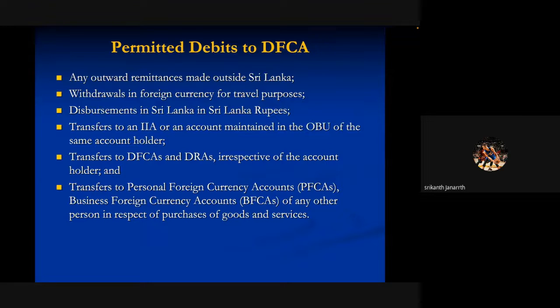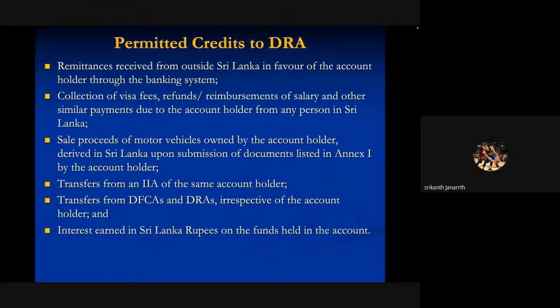So if they purchase any goods from a local person, they can transfer from the diplomatic rupee account to the personal foreign currency account for goods or services they offer, right? So personal foreign currency, business foreign currency, we learned in the last session. These two are resident-maintained accounts. So if they offer any services to a diplomatic person, the diplomatic person can ask the bank to debit and pay them. So it goes as a credit to those accounts, right?